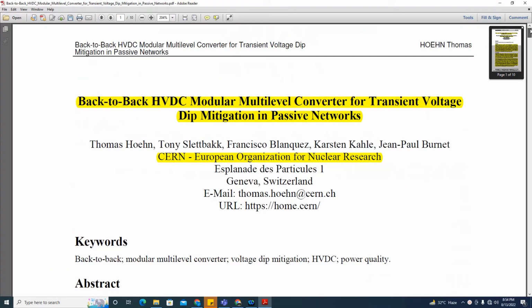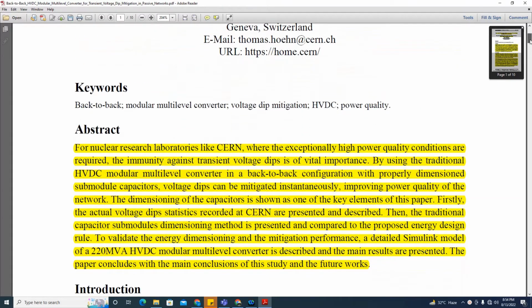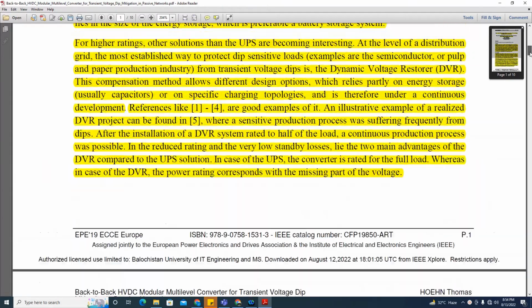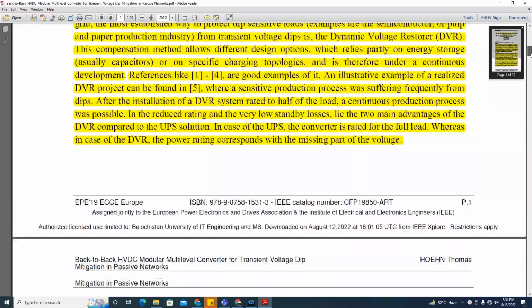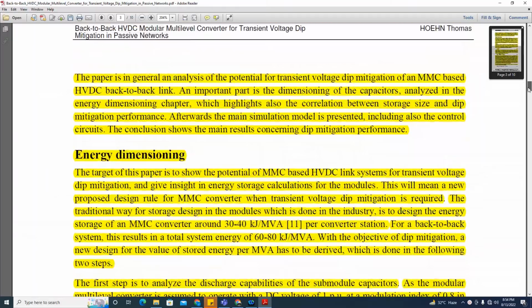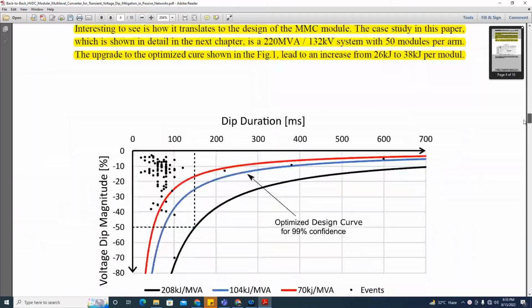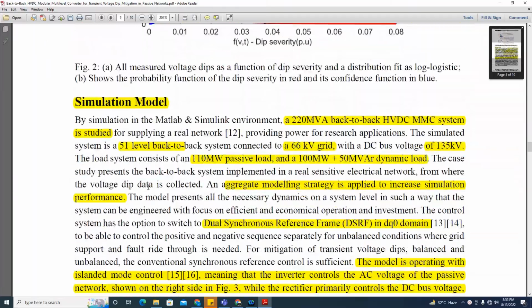In our first part of the video, we were discussing the paper, back-to-back HVDC Modular Multilevel Converter for Transient Voltage Mitigation and Passive Network. In today's second part, we will cover the remaining portion of the paper. We have already discussed the abstract, introduction, energy dimensioning, and the simulation model.